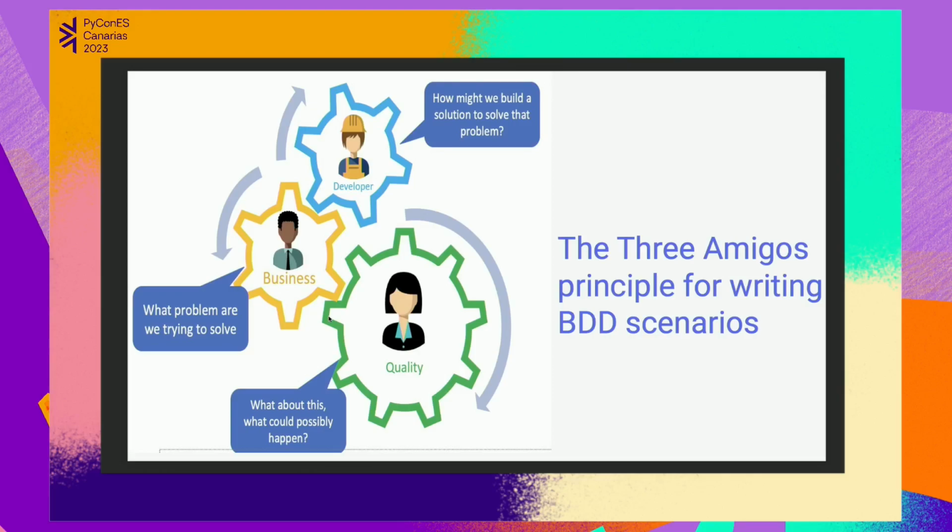In behavior-driven development, we follow the 3 amigos principle. That is, from the developer's point of view, we look at how we might build a solution to solve a particular problem. From the business point of view, we look at what the problem is that we are trying to solve. And from the quality point of view, we look at what could possibly happen. This includes both failure scenarios and scenarios where things could not go as expected.